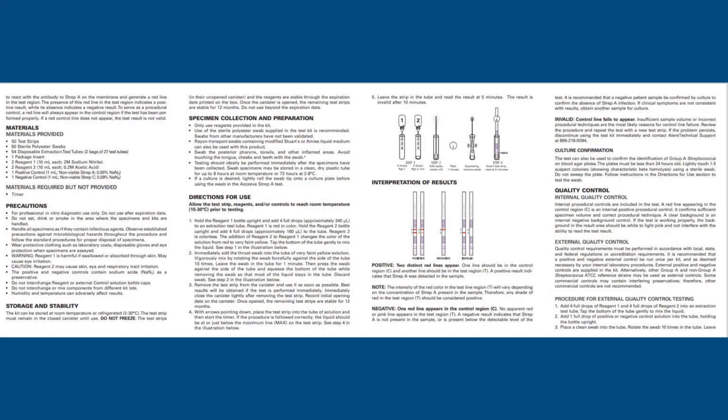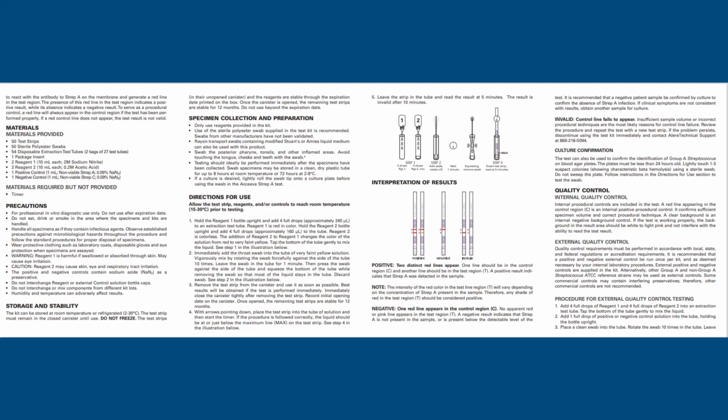So here you'll see on the far right-hand side under quality control, internal quality control and external quality control. That internal quality control, as we discussed in a previous lesson, is included in each test. A red line appearing in the control region is your internal positive control, and it confirms that there's a sufficient specimen for the procedure technique. And then a clear background is the internal negative quality control, indicating that the test is working properly, that there's no streaking or anything that's interfering with the test results.